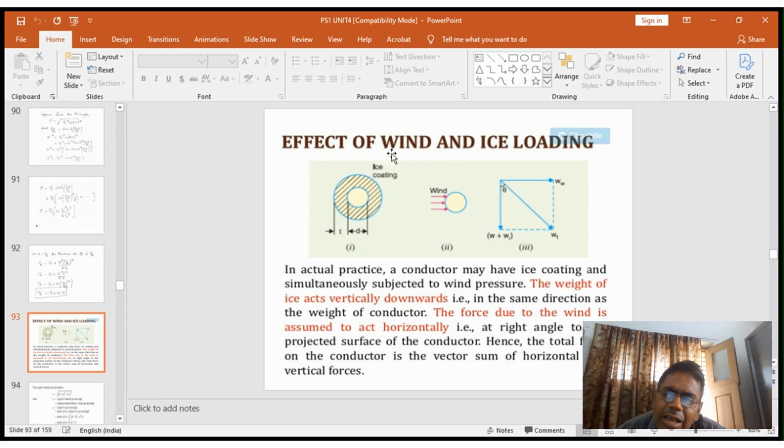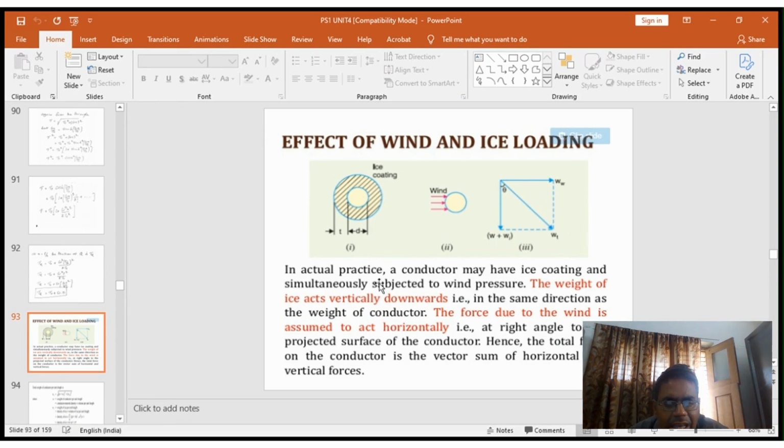While considering the effect of wind and ice co-loading, the ice acts in the downward direction like the weight of the conductor, and the wind force is in the horizontal direction. W plus Wi is equal to the weight of the conductor in the downward direction. Ww is equal to the wind force. The resultant of the vectors is equal to WT, that is nothing but the equivalent weight of the conductor.